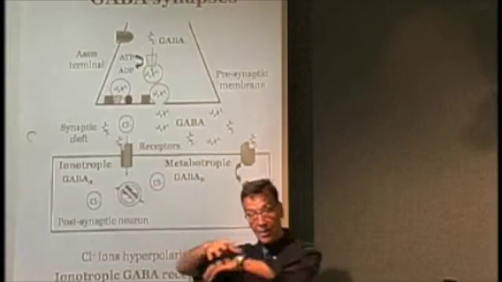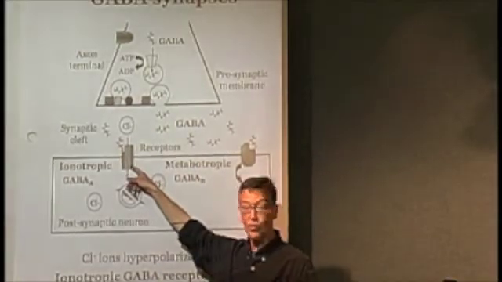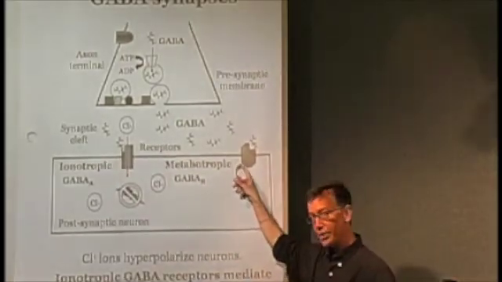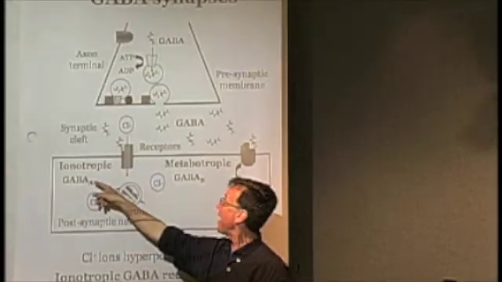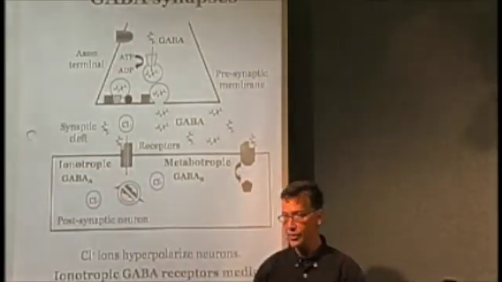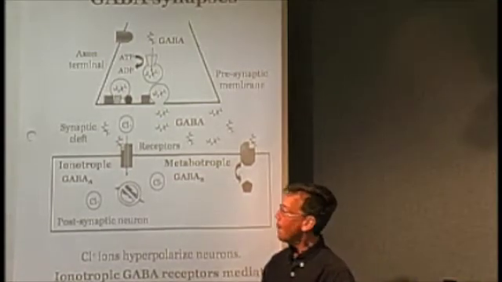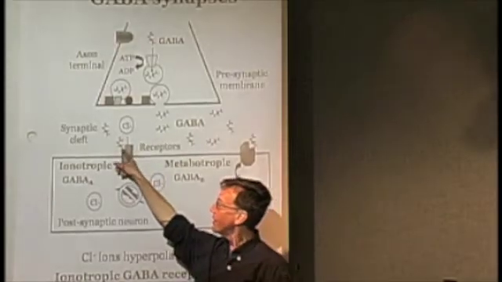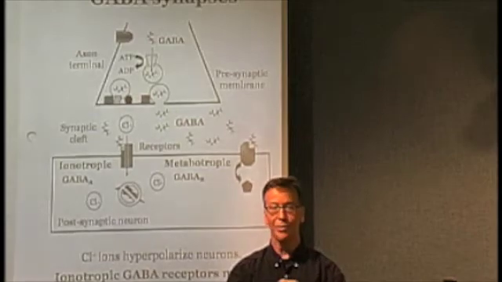It'll enter the synaptic cleft and diffuse across that cleft, and it'll interact with receptors, both ionotropic receptors and also metabotropic receptors. Now, the ionotropic receptor GABA-A is particularly important as a site of drug action, and we'll discuss this in a subsequent overhead. But basically, GABA will bind to this GABA-A ionotropic receptor.